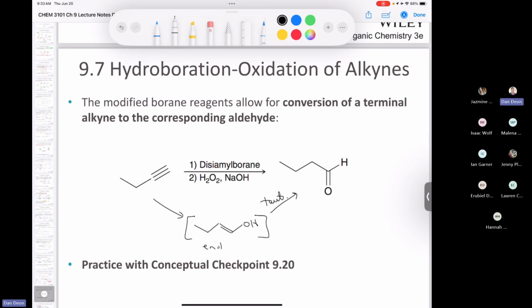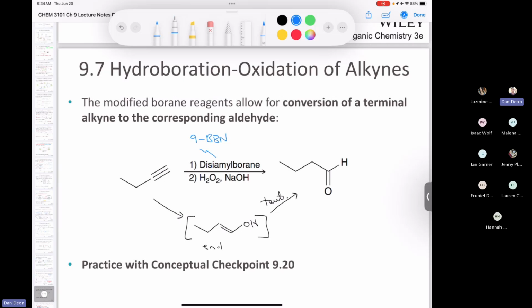Now, like I told you, instead of writing dicyamylborane, my students will almost always just write 9-BBN, and I don't blame them. It's easy to remember. It's very distinct, so it jogs your memory a little bit faster than saying dicyamylborane.